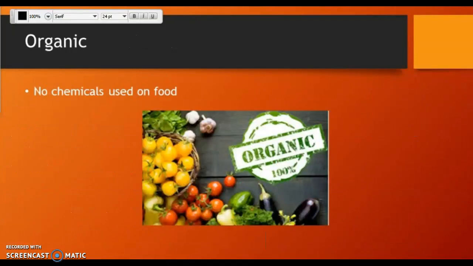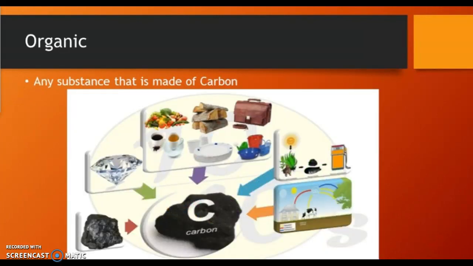Now, we have the term organic. And you might feel like, whoa, you just totally skipped around, Mrs. KJ. I'm going to come back to it. So organic, we always think of no chemicals used on food. All right. But in chemistry, just like a lot of other words, right? We have a more specific definition. The chemistry definition of the word organic is any substance made of carbon.